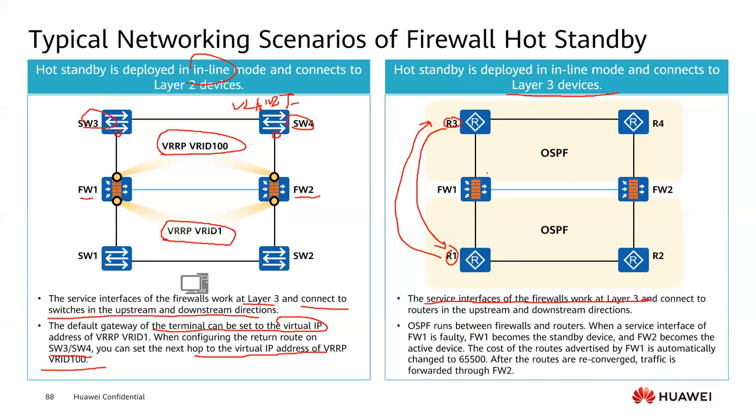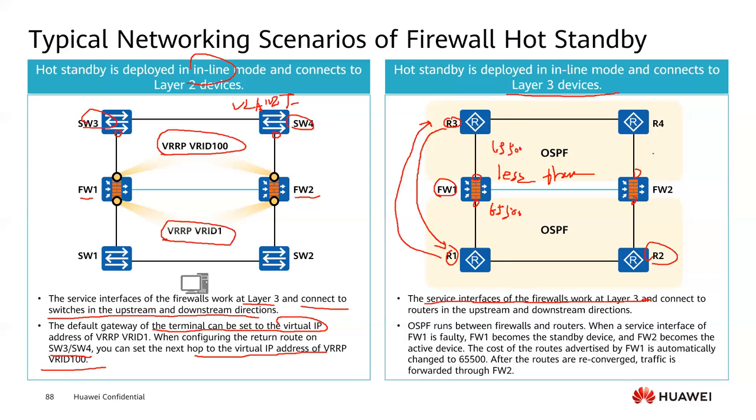For R3, it is the same. But you will find that the route generated by R1 with the destination R3 will go through FW1, and for this path, it is the same. So the only thing HRP needs to do is to keep this OSPF interface cost less than this one. For example, the cost of this route is this.